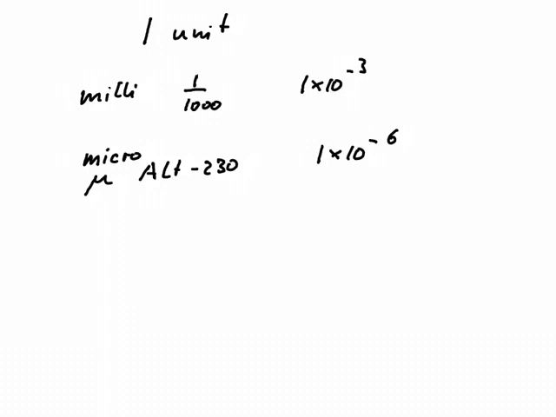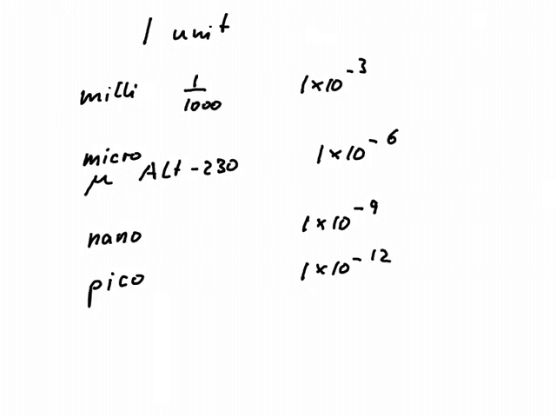We can go smaller with our prefixes. We can go to nano, and that would be 1 times 10 to the negative 9. So a nanometer would be 1 times 10 to the power of minus 9 meters. And then we can also go for a pico. This would be 1 times 10 to the minus 12. So these are the units.